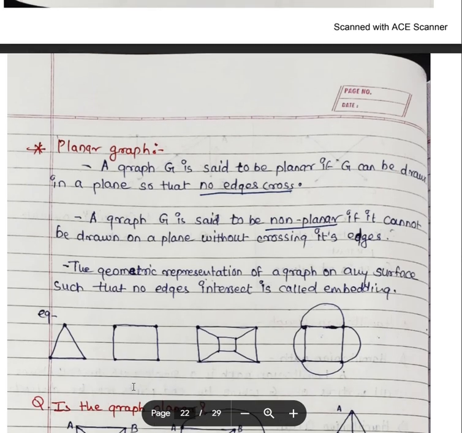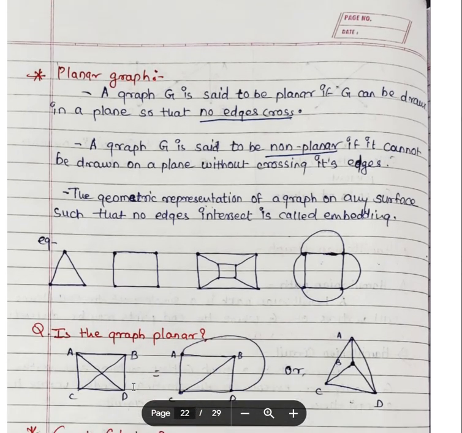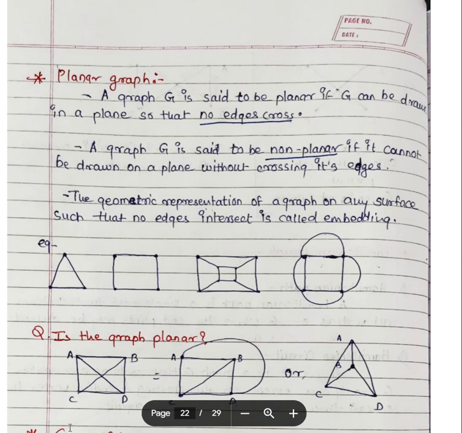Here are some of the examples of planar graphs. This is an example of a planar graph. This graph we can draw in a similar way, which is shown here, which makes it a planar graph.